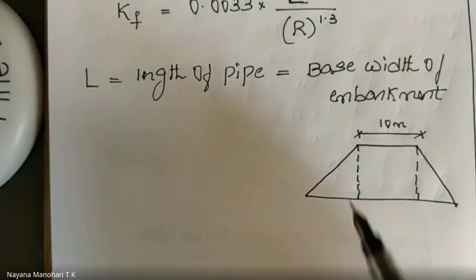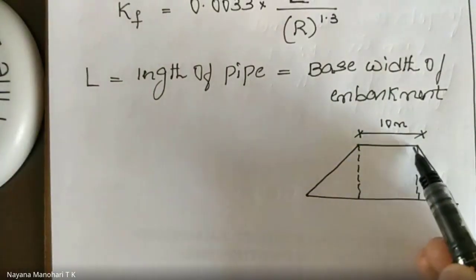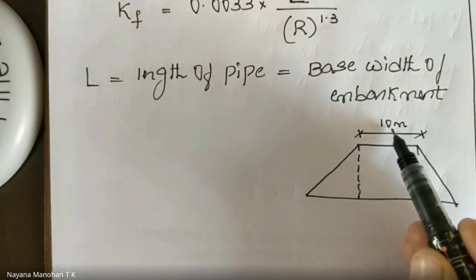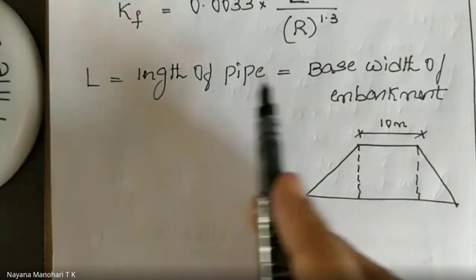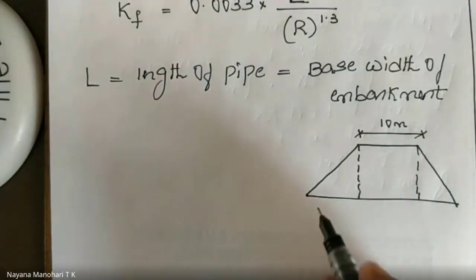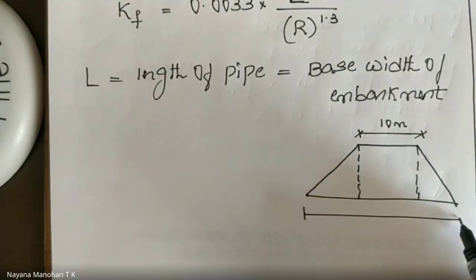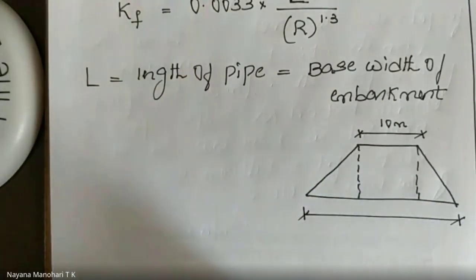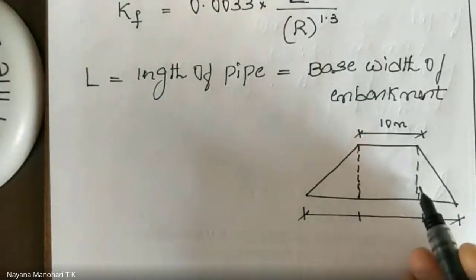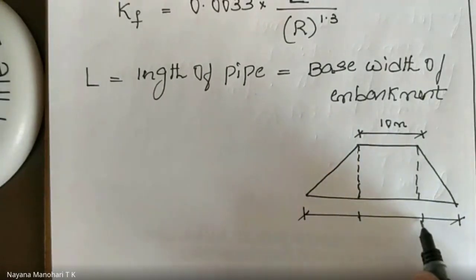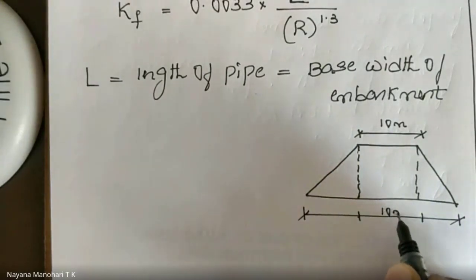This width is called what? The formation width of that embankment. They have given in the problem that it is 10 meter. Now, to calculate that, length will be equal to the base width of the embankment, the total width, which you call the length of the pipe. This width is a rectangular shape. This 10 meter will be equal to this distance, also equal to 10 meter.